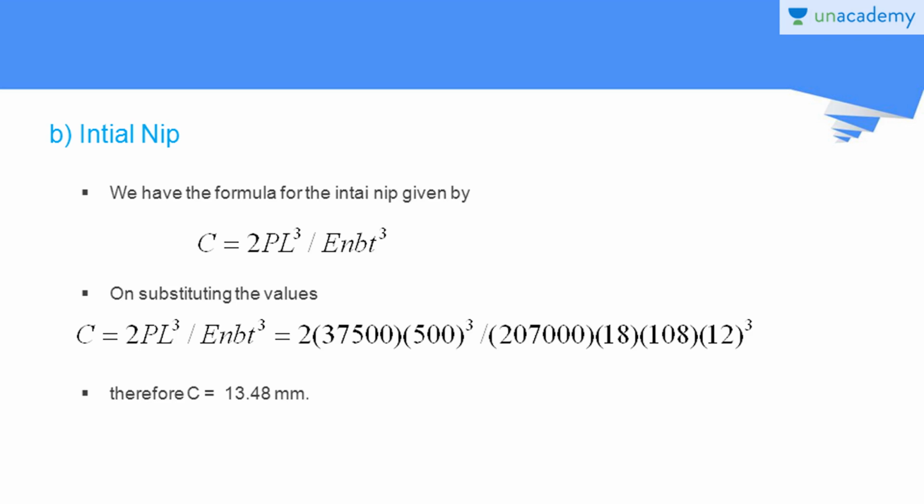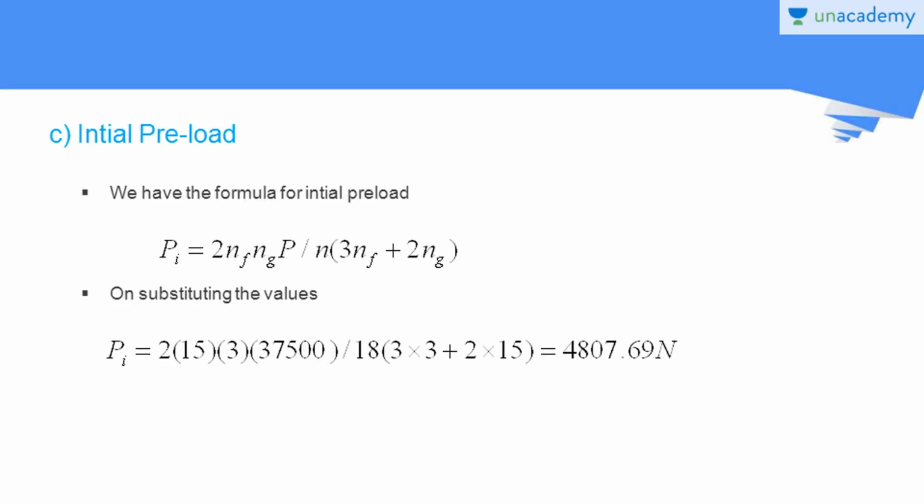Okay, so the value of the initial preload. The initial preload is the force that should be applied on the leaves of the multi-leaf spring so that the initial gap C is eliminated. We have found the initial preload Pi equals 2 nf ng P by n into (3 nf plus 2 ng). With the help of this formula, we can get the initial preload that should be given to the leaves of the multi-leaf spring so that the gap C can be eliminated.